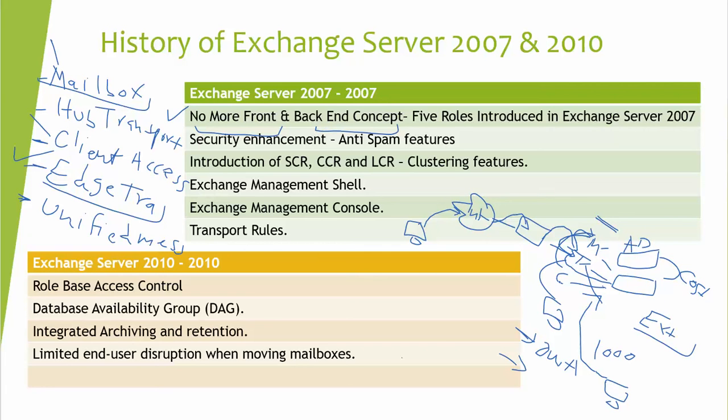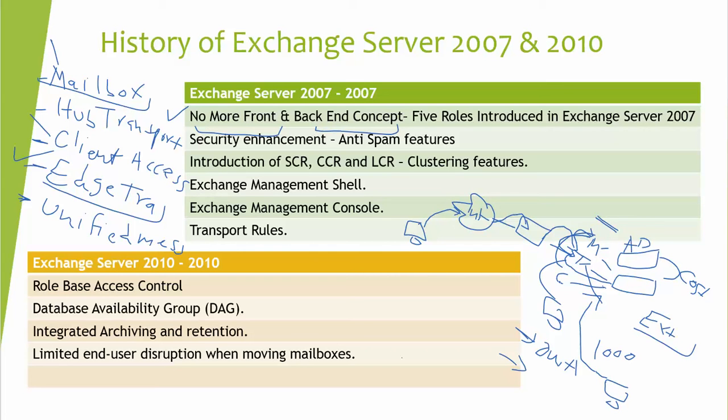So client access server role was responsible to give you access to Outlook web access, offline address books, and the other thing which is very important is connecting you to Exchange server. That's why when you have Outlook open, it says connected to Microsoft Exchange.